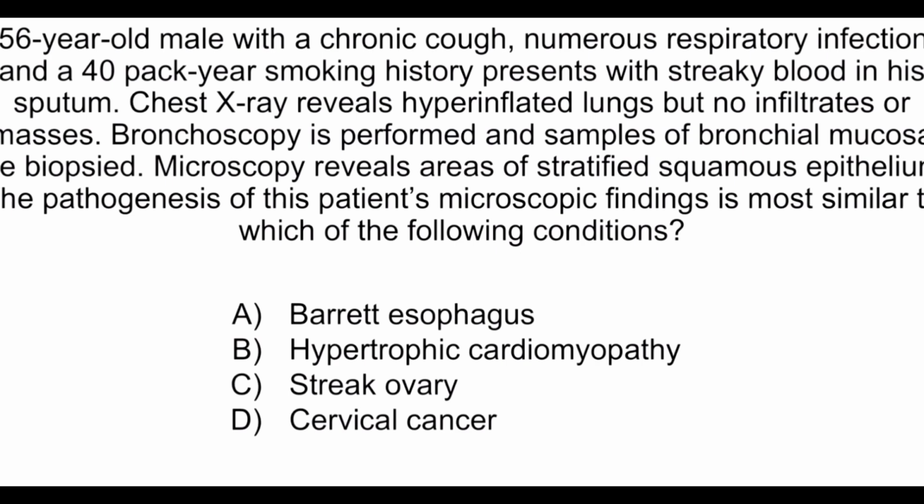All right, we have a 56-year-old male with a chronic history of smoking. And we're told that microscopy reveals stratified squamous epithelium instead of the normal ciliated columnar epithelium that would be expected in the bronchial mucosa. So this is an example of metaplasia, making A the correct answer, because Barrett esophagus is the only example here of metaplasia.